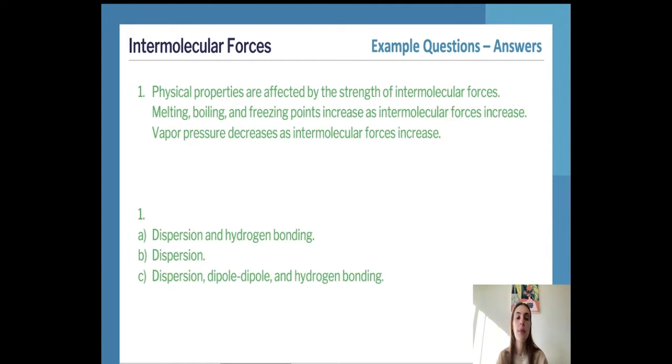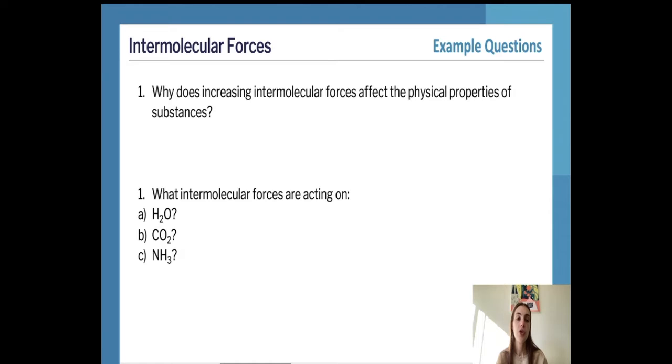Our second one was CO2. CO2 does not have a large difference in electronegativity, nor does it have an unequal distribution of electrons because it is a completely symmetrical molecule. And so hence it will only have dispersion forces. Our final one is our NH3.